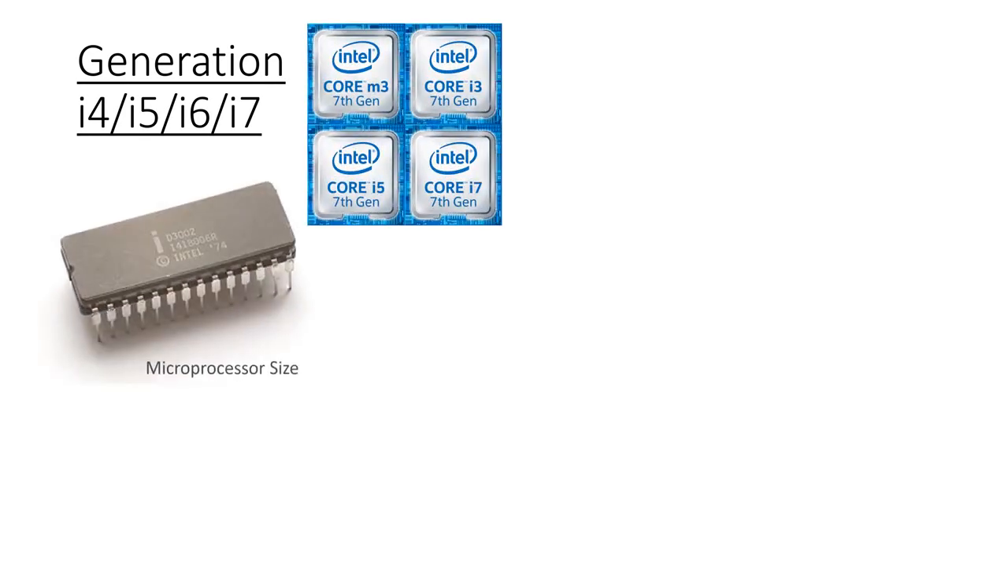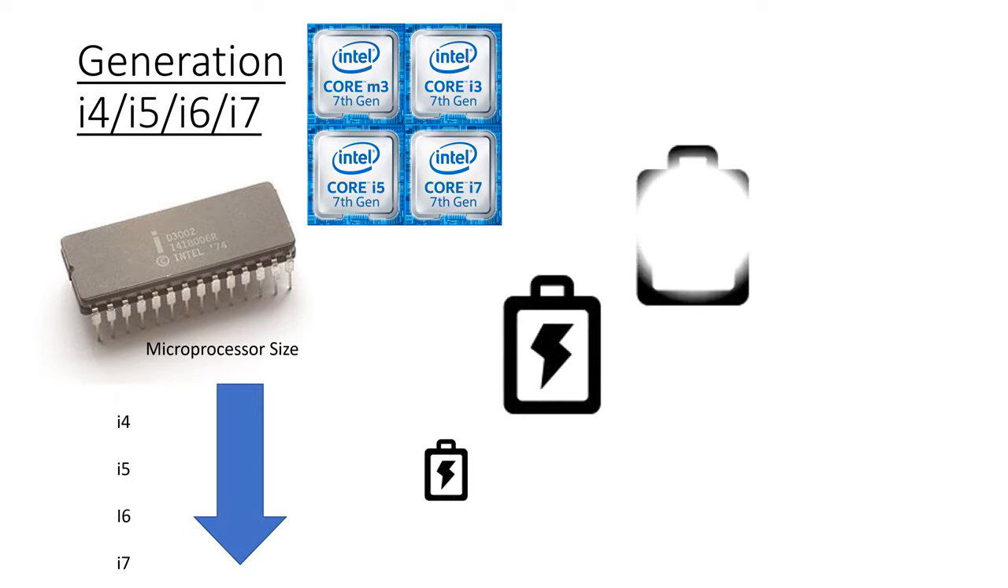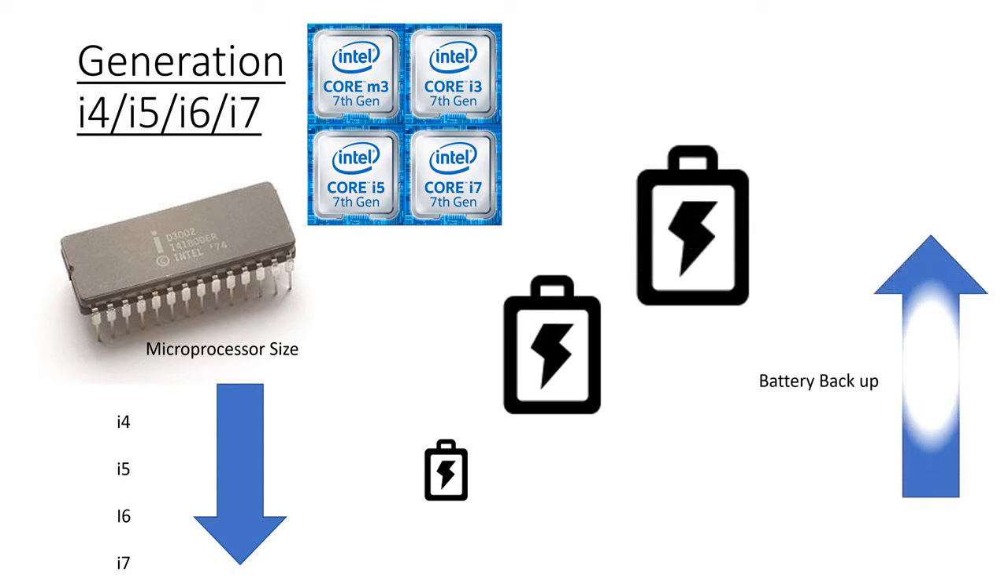Generations are categories based on the microprocessor size embedded inside. The higher the generation number, the smaller the microprocessor size and the more the battery backup. So it is always advisable to go for an updated generation model. Updated details regarding this are always available on the official website of Intel.